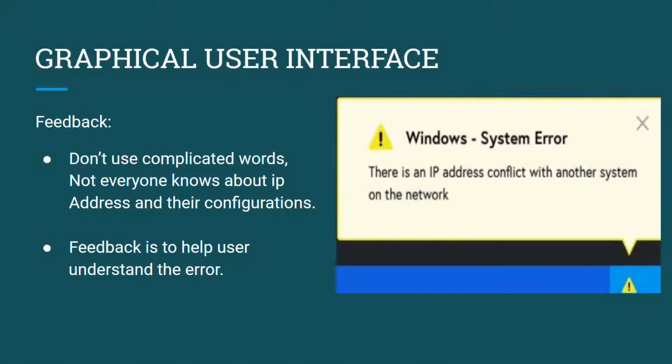Consider this image. There is an error saying Windows system error: there is an IP address conflict with another system on the network. Not everyone knows about IP addresses. So to make all levels of users understand the error, the notification message should make the user understand the severity of the error, which in turn can help users solve the error.